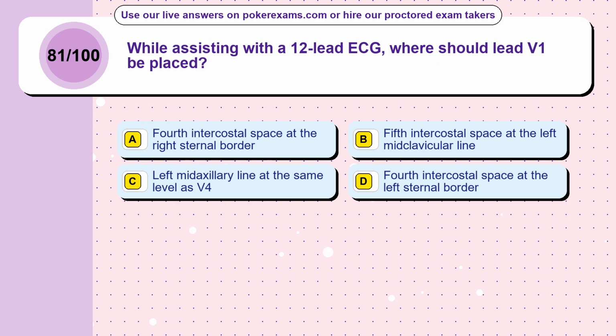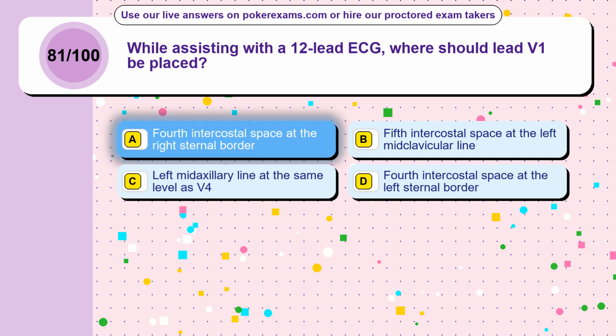Question 81. While assisting with a 12-lead ECG, where should lead V1 be placed? Option A, 4th intercostal space at the right sternal border. Option B, 5th intercostal space at the left midclavicular line. Option C, left midaxillary line at the same level as V4. Option D, 4th intercostal space at the left sternal border.